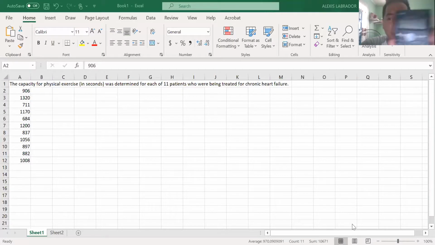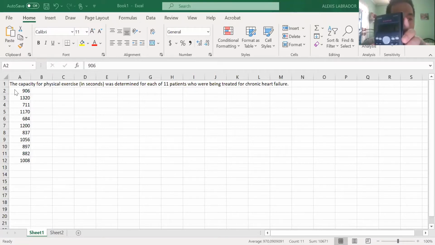So paano mag-input sa calculator na to? Kasi number 1, wala siyang table na nag-a-appear sa mga mas updated na calculator model. Okay, so please bear with me on how to use this calculator. So going back to our data set, let's input the following.